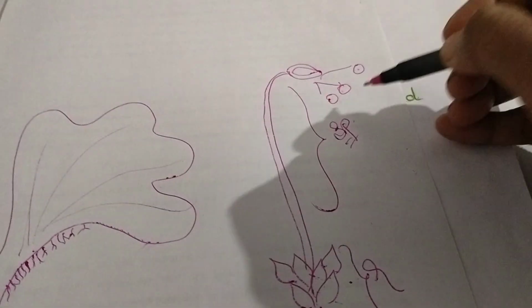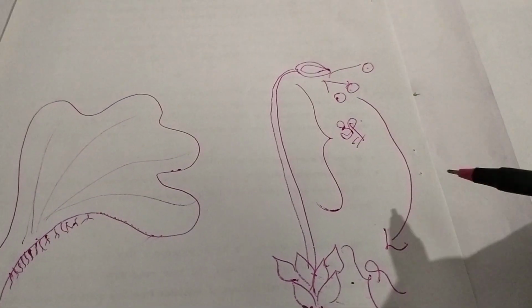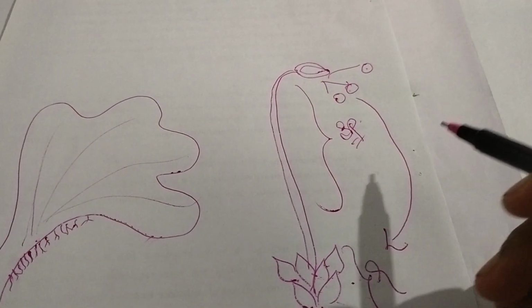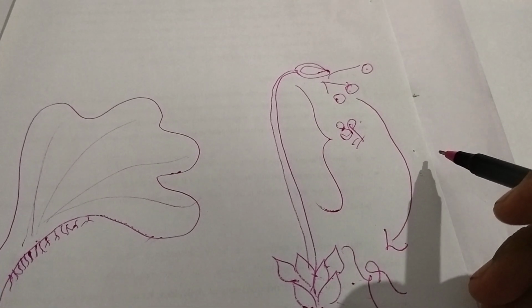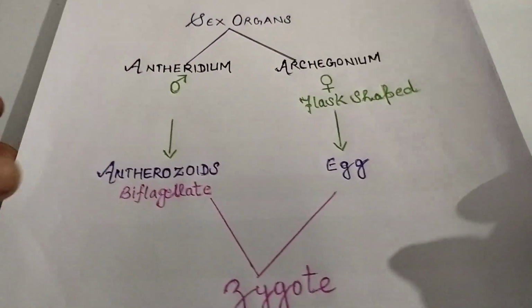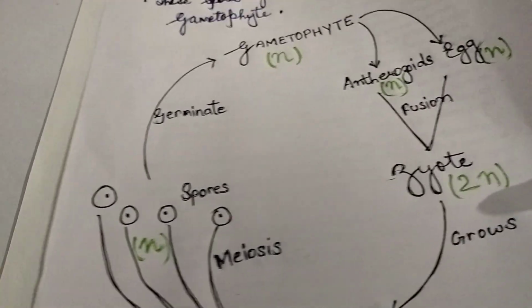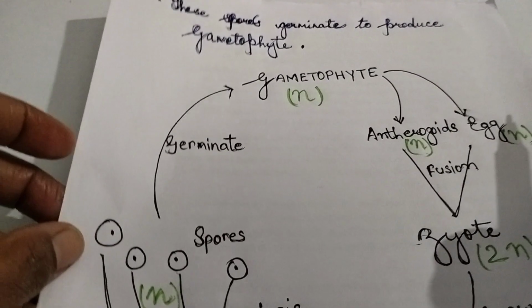Haploid spores germinate and grow to form a new thallus, a new plant body, that is gametophyte. Understood the sexual reproduction in bryophytes? I will explain it with the help of a chart, a flow diagram also.